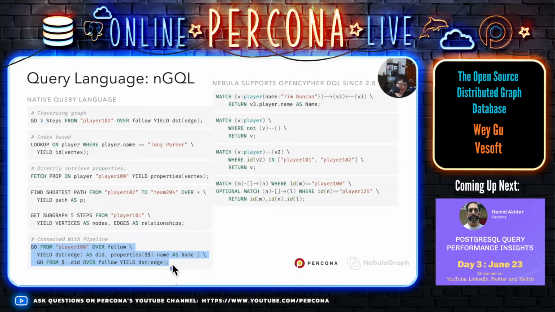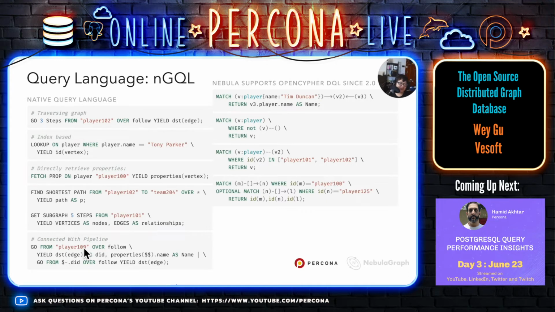NGQL is quite enough for describing their patterns, and before we introduced Cypher, there were already a bunch of teams leveraging Nebula NGQL to handle their quite large data volume. For example, the WeChat team leverages Nebula Graph with just NGQL. So it's the most performant query.